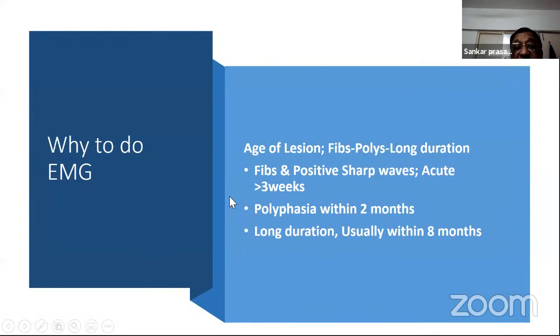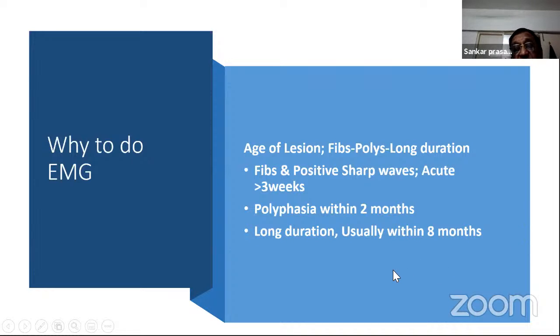So what is the age of the lesion? When you do EMG, fibrillation potentials and positive waves, what are they? They indicate acute changes, more than 3 weeks, and I'll show you some. We'll talk about this in the next couple of slides. Polyphasia, that means if the amplitude is crossing the baseline a number of times, then that is called a phase, and polyphasia occurs within 2 months. It's a chronic occurrence. Long duration usually means 6 to 8 months.